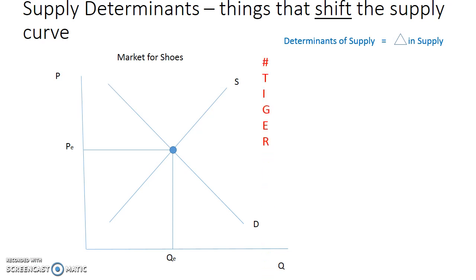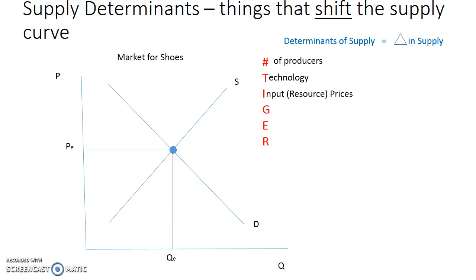There are 6 determinants of supply. Together they make up #Tiger. If you remember with previous screencasts for determinants of demand, I had given the hashtag #IPET, and now we have #Tiger. So let's go through these different determinants of supply. The T stands for the number of producers or the number of suppliers. If you have a shop that opens up, that's going to increase the supply or increase the number of producers. Technology. Technology is the process of how things are made, the efficiency, if you will.